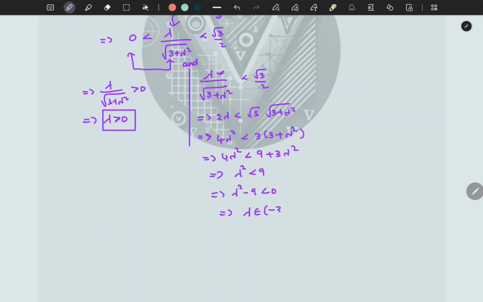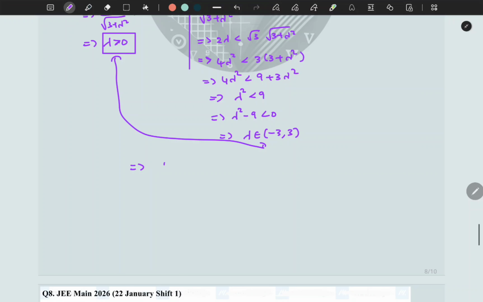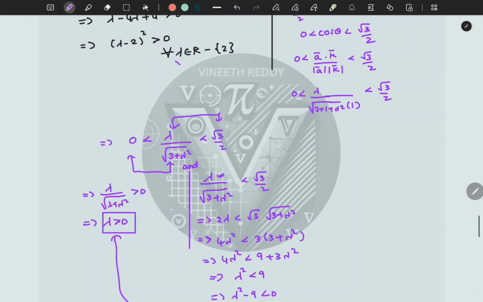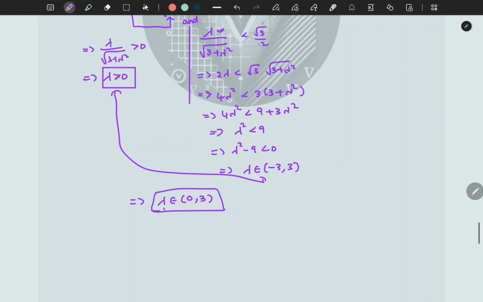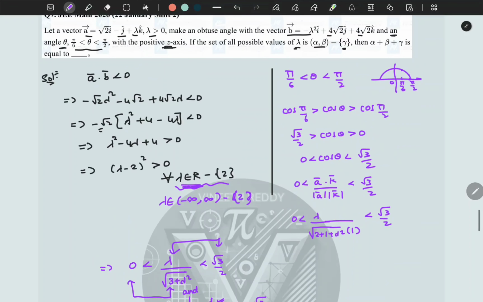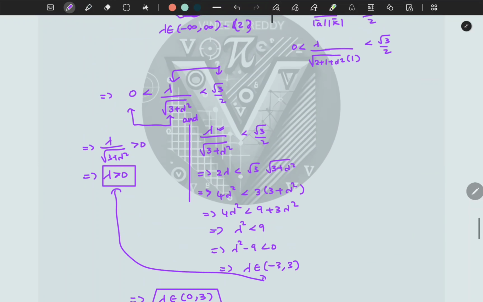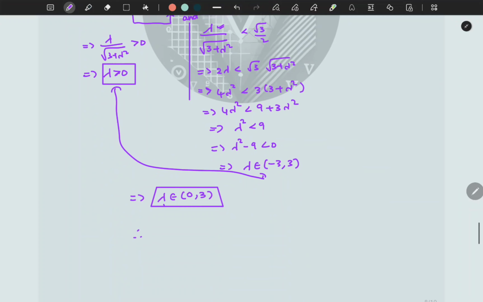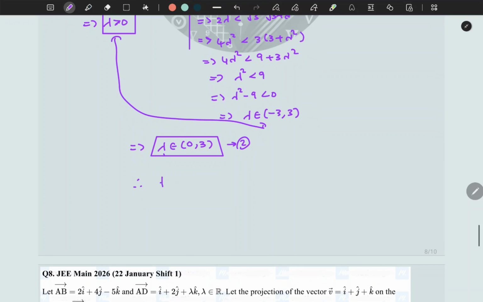So from here we can say lambda belongs from minus 3 to 3. But if I take this and this, lambda should be greater than 0. So we get lambda belongs from 0 to 3. But we have to take this also into our consideration. Lambda belongs to all real numbers except 2. So this says lambda belongs from minus infinity to infinity except 2, and this says lambda belongs to 0 to 3. Achha, between 0 and 3 do we get 2? Yes. So if I take inequality 1 and 2 into consideration, ultimately I can say lambda belongs from 0 to 3 except 2.